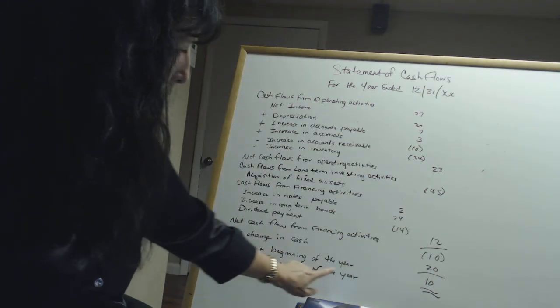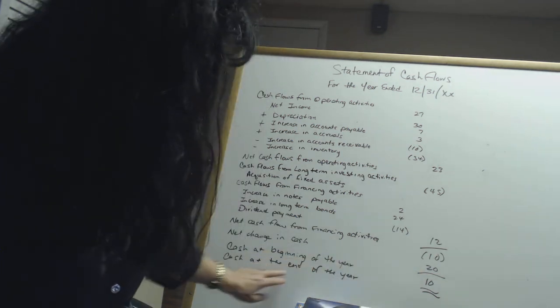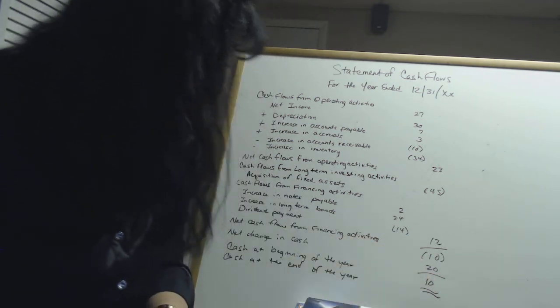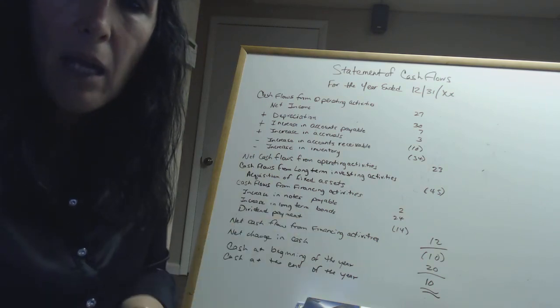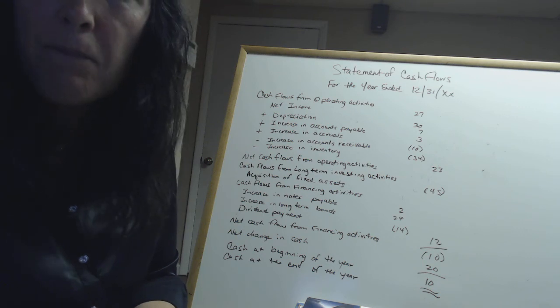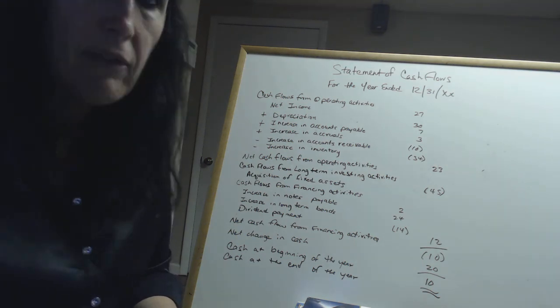Then we put our cash at the beginning of the year was 20. So then we calculate, if we had a reduction of 10, we had a beginning balance of 20, so our ending cash is 10, and that number will balance to the number for cash that's on the balance sheet. So that's our basic statement of cash flows.